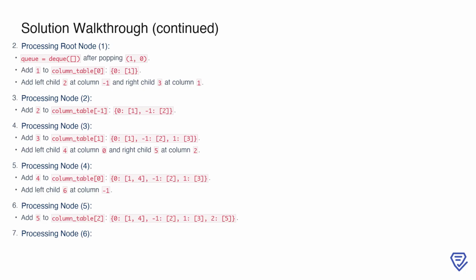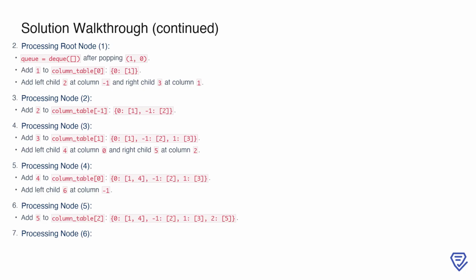Node 3 has 2 children, 4 at column 0 and 5 at column 2. These are added to the queue. Now, we process node 4, which is at column 0. Adding 4 to column_table, 0, updates the table to 0, 1, 4, -1, 2, 1, 3. Node 4 has a left child 6, which is added to the queue at column -1.